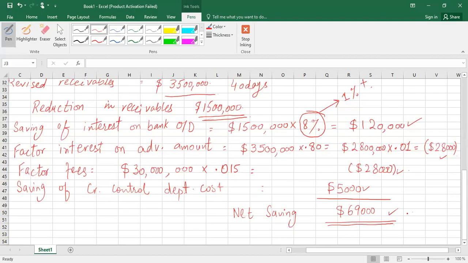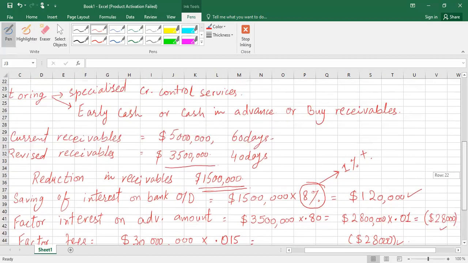So what does it mean? It means that if the total benefit due to the factor is greater than the total cost due to the factor, we should accept the factor offer. But in case the factor offer is not providing us more benefit than the cost, then we will not accept the factor offer. So this is the factoring. And these are the steps we need to deal with the question of factoring.